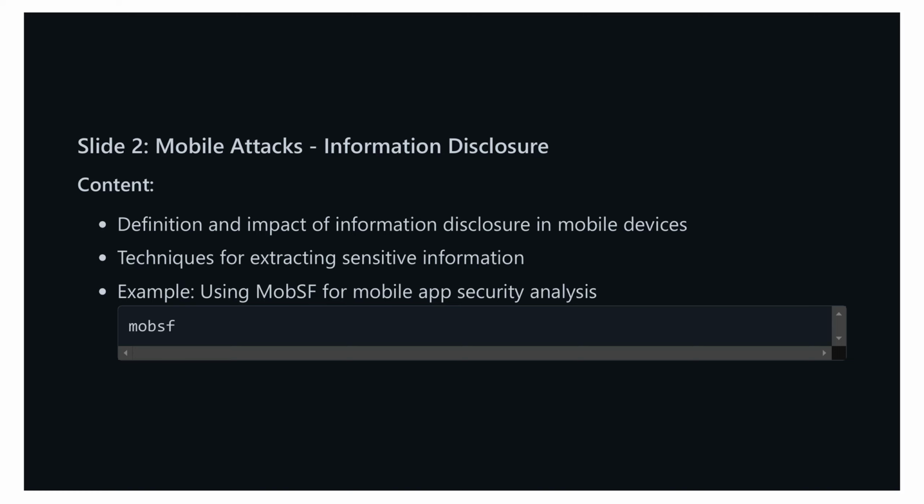One effective tool for analyzing the security of mobile apps is Modbus, short for Mobile Security Framework. Modbus allows you to perform static and dynamic analysis of mobile applications to uncover vulnerabilities, including information disclosure issues. By using Modbus, penetration testers can identify and mitigate weaknesses that could lead to sensitive data being exposed. This ensures that the mobile applications are robust against such threats, helping to protect user information and adhere to security best practices.